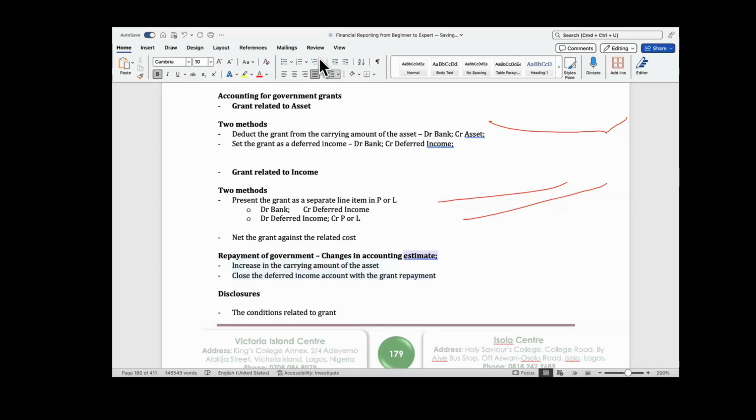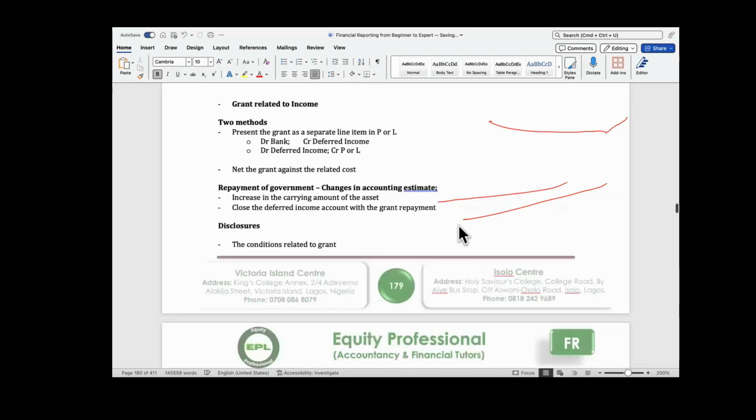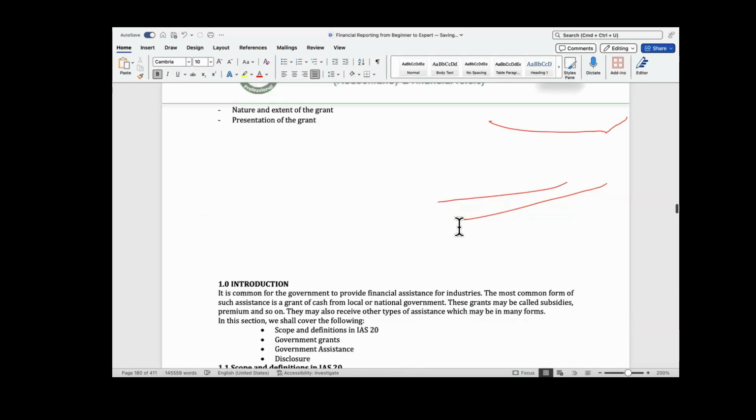Now, somebody's asking who qualifies for this grant. Any company, any entity can qualify for this grant, provided you're able to meet the conditions laid down by the government. Any entity can qualify. Okay.